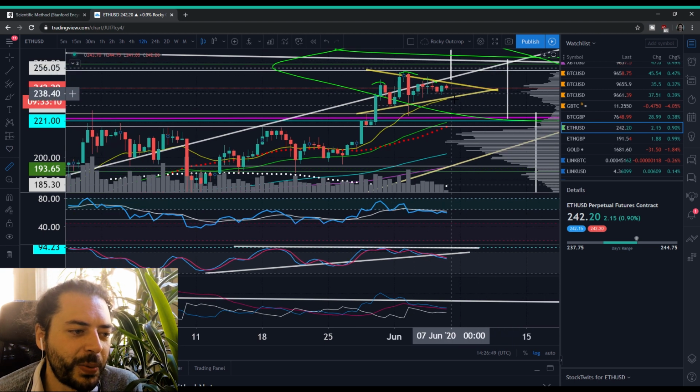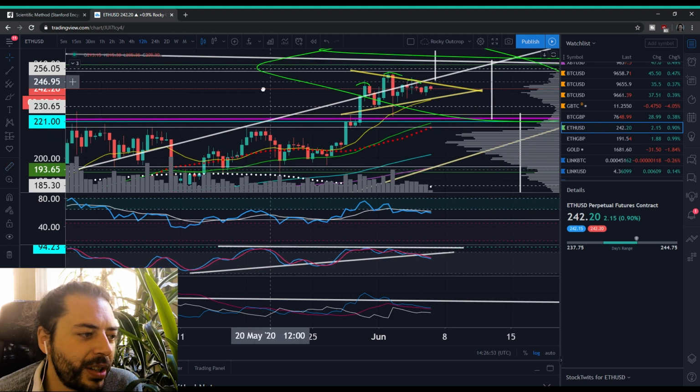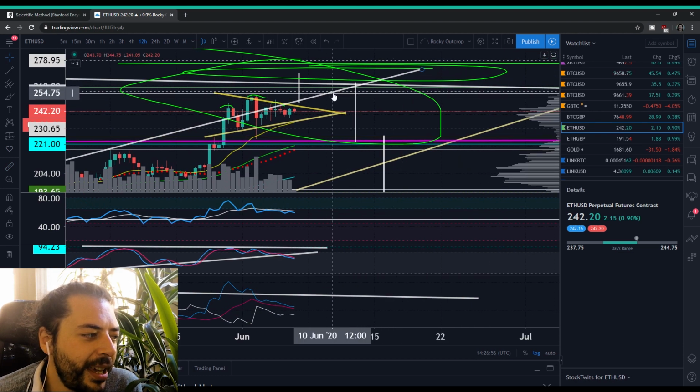You could get some sort of action here for this one. But before we do any of that, there are a few horizontal levels that we can look to quite easily, and they come in at 254, 255, and then towards the downside 230 and 220.